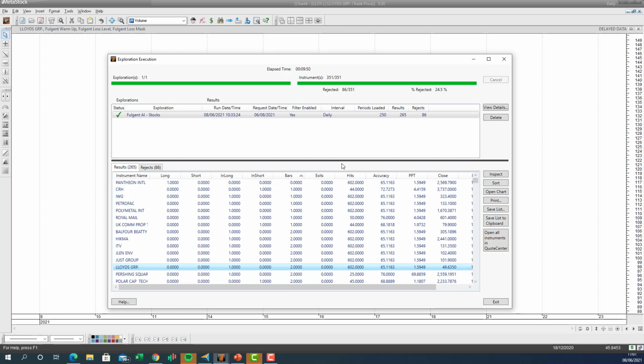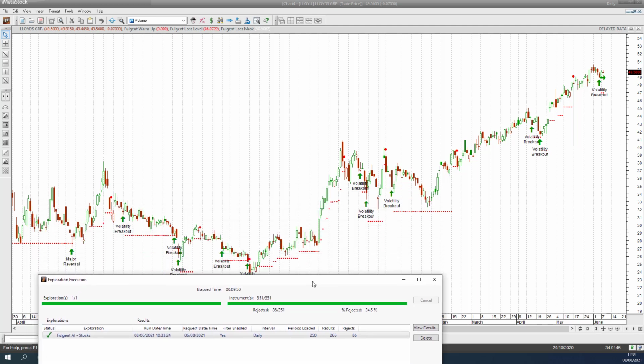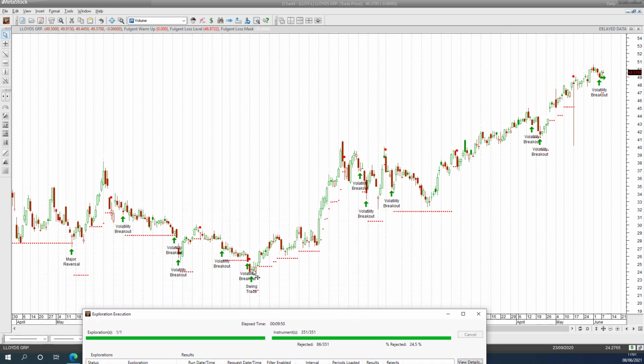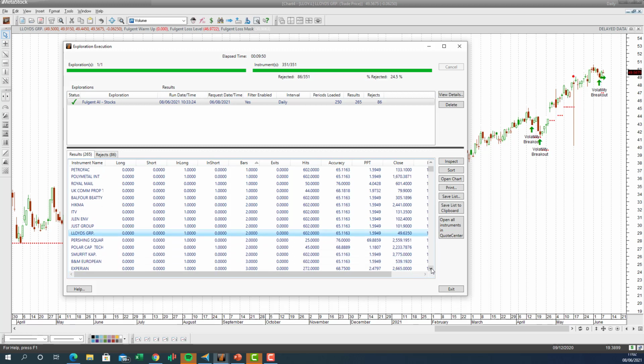Lloyd's Group, interesting with the bank. Let's see what that one says. There we go. Yeah, quite a nice swing trade, volatility trade. The bottom went all the way from 24 to 37, then back in again at 34, 35, and now it's up at 49. There was a sell signal there, but then another volatility breakout buy. So Lloyd's Banking Group is another one to look at. Just going to scroll down.